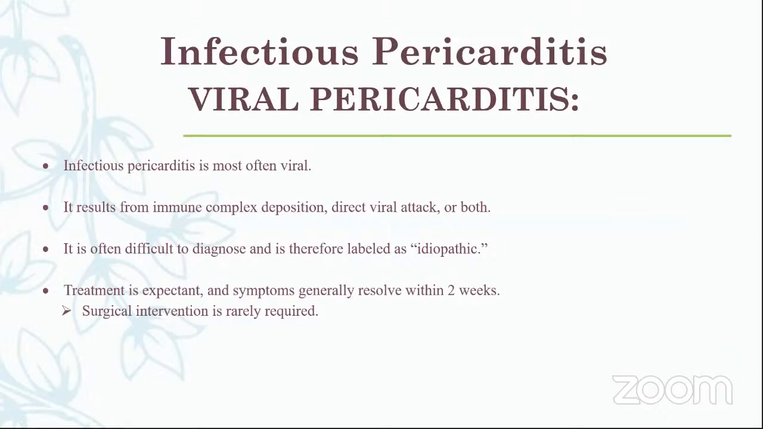I will start with the infectious pericarditis, the viral one. It is the most common form, and it results from immune complex deposition or direct viral attack, or it can be both of them. It's often difficult to diagnose, and therefore it will be labeled as idiopathic. The treatment is expectant and symptomatic only. And usually the symptoms will be resolved within 2 weeks. The surgical intervention is rarely required.